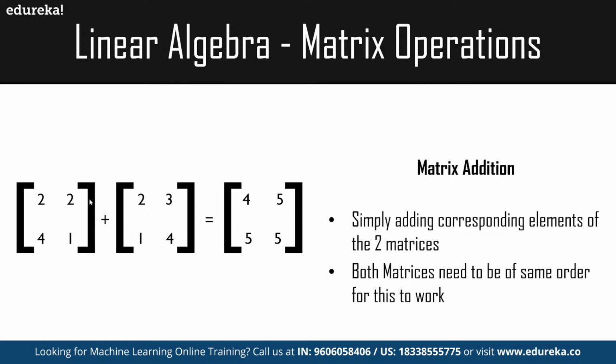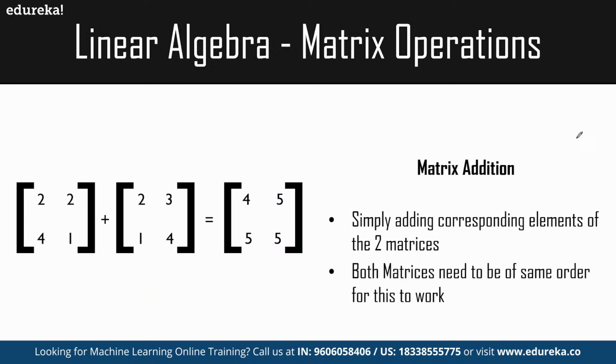Here we add the corresponding values: 2 plus 2 is equal to 4, 2 plus 3 is equal to 5, 4 plus 1 is equal to 5, and 1 plus 4 is equal to 5. Simply adding the corresponding elements of the matrices gives us the matrix addition. A simple addition in terms of matrices that we can perform here.